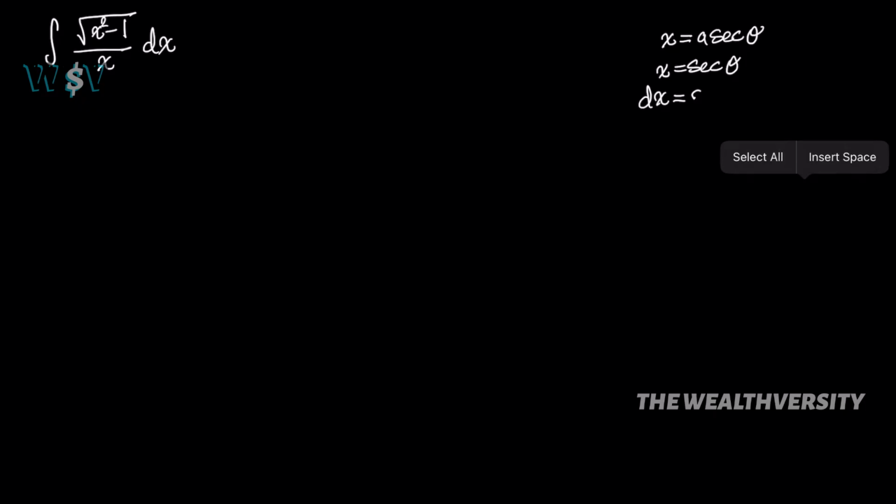We have the integral of the square root of x squared minus 1 divided by x. Looking at the numerator, we can see that the best fit expression is x is equal to a secant theta. A is equal to 1, so we will just have x equals secant theta, and dx equals tan theta times secant theta times d theta.